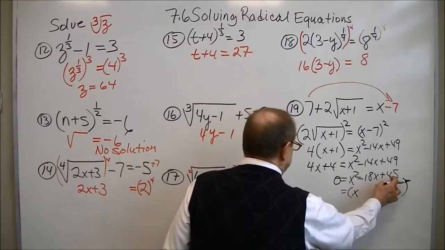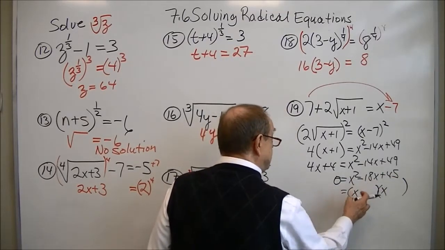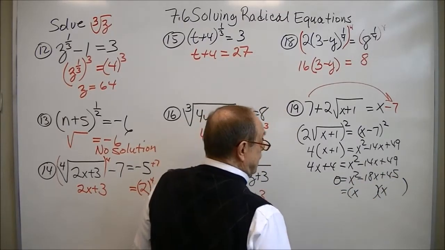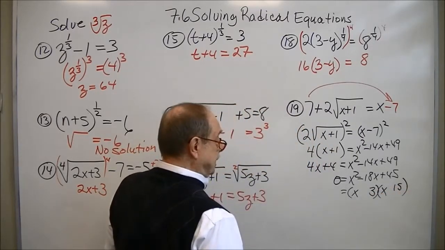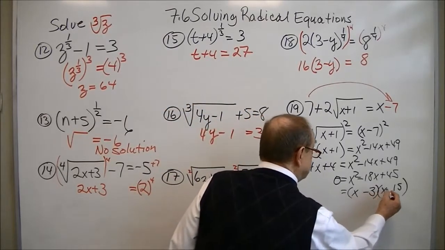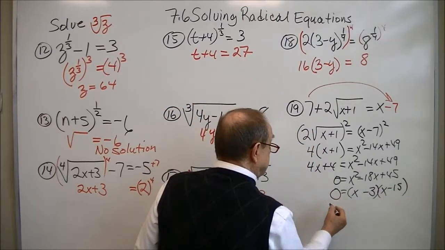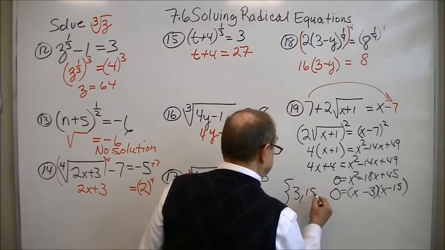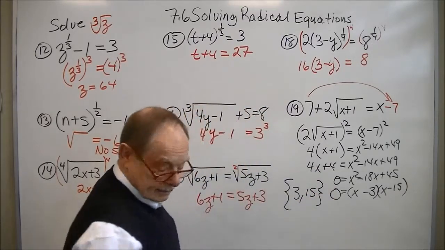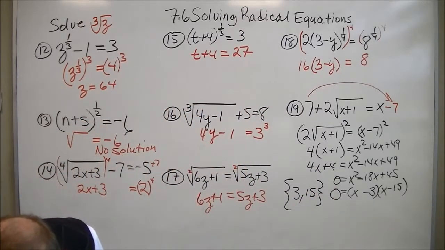And we're looking for factors of 45 that add up to 18. Well, how about 3 times 15? And they're both negative. So our answers are a 3 and a 15. And let's just check that here. That was number 19.